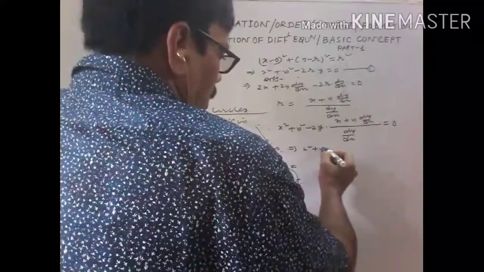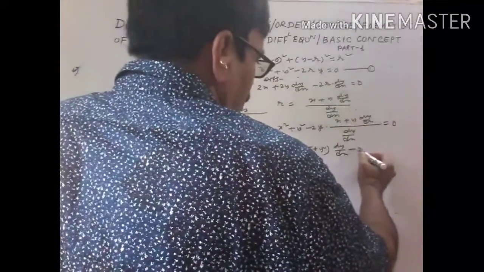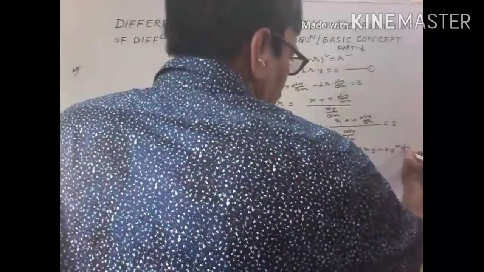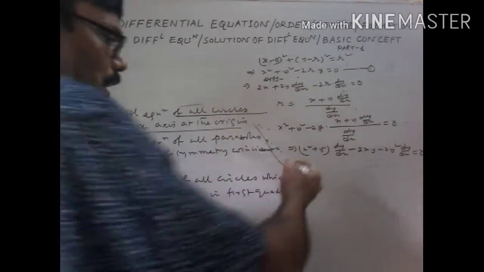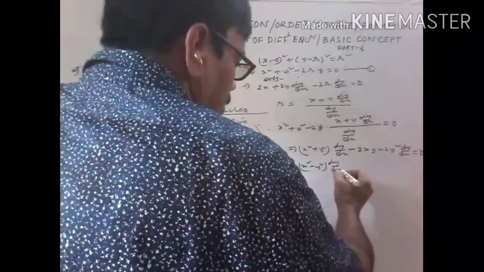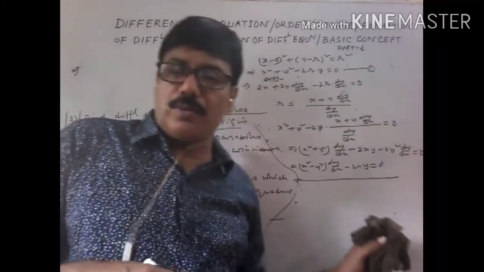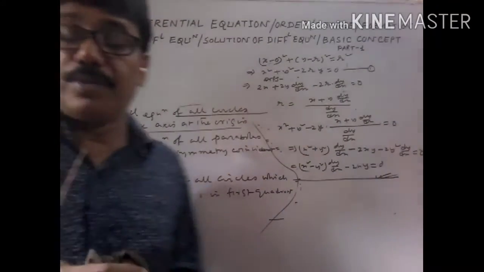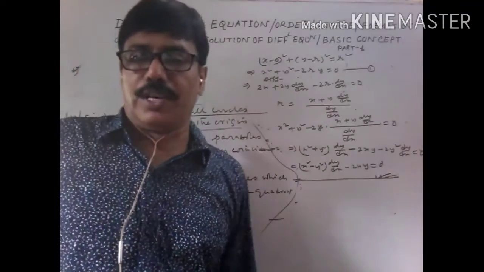So (x square plus y square) into dy dx minus 2xy minus 2y square into dy dx equals 0. So if we simplify, this is (x square minus y square) into dy dx minus 2xy equals 0. So this is free from r, so this is the differential equation. So if the relation is not given, we have to find the relation using the idea of coordinate geometry.